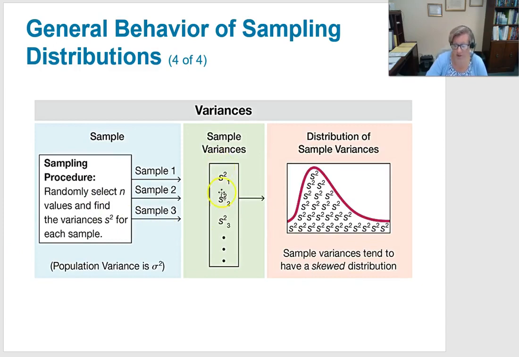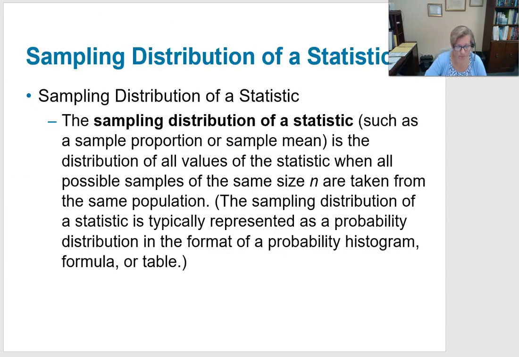If you take each sample and look at the variances for each sample, your variances tend to have a skewed distribution, though they're not going to be normal because, remember, you're squaring the standard deviation. So when you square it, you're going to have some kind of skew. So that's our general behavior. We're not going to do a lot with variance, but we are going to do problems with proportions and with means. So it's very important that you see an example of those, and we'll walk you through it.